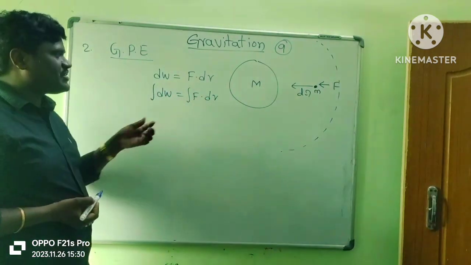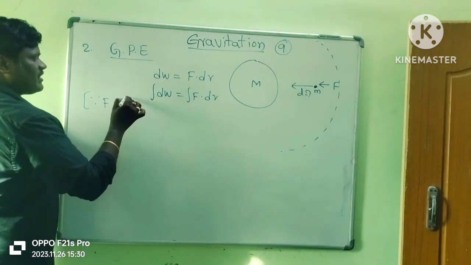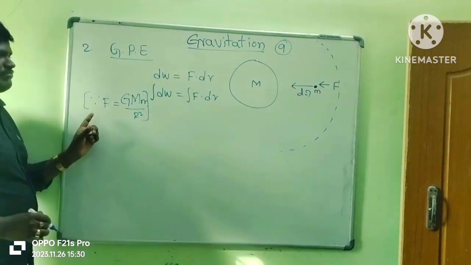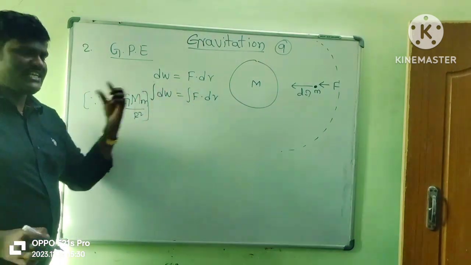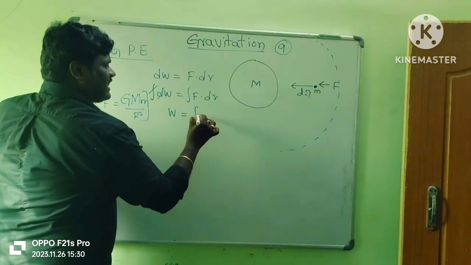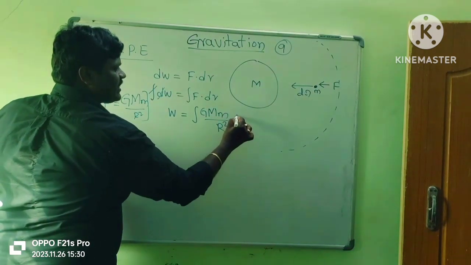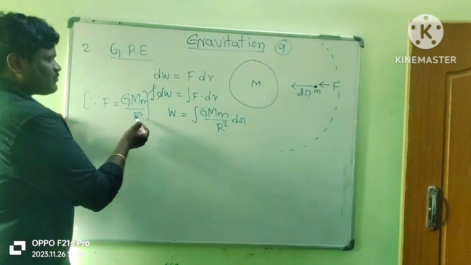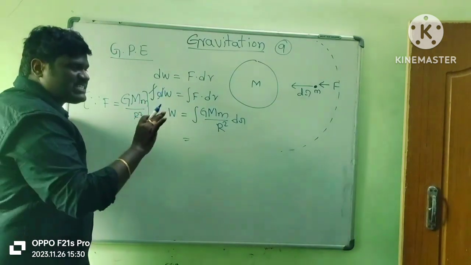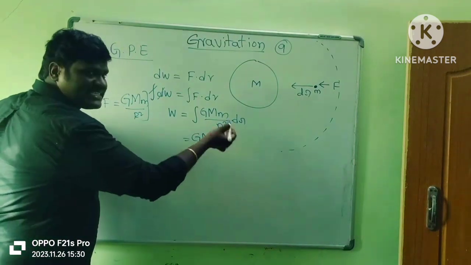Now we know the gravitational force F from the previous session: F is equal to capital G capital M small m by R square. Substituting this value in the equation, W is equal to integral of capital G capital M small m by R square into dr. Now G, capital M and small m are always constant because mass does not vary with time. So I am taking capital G, capital M, small m as common.